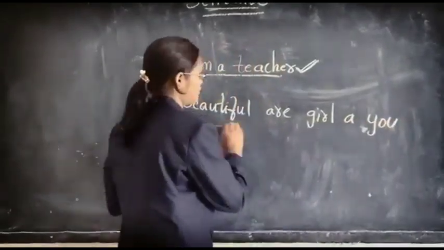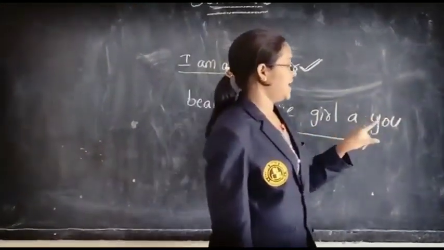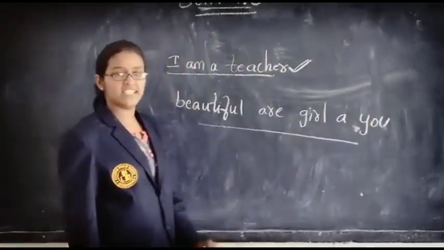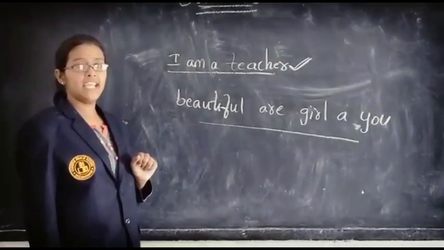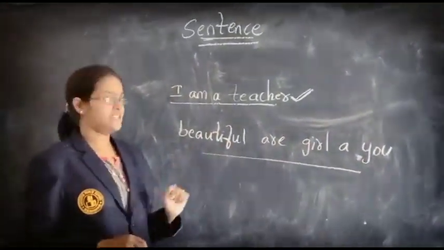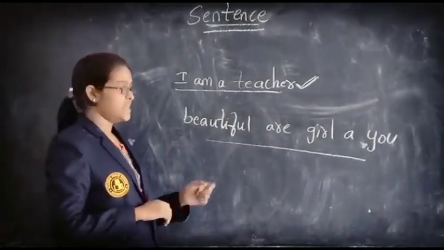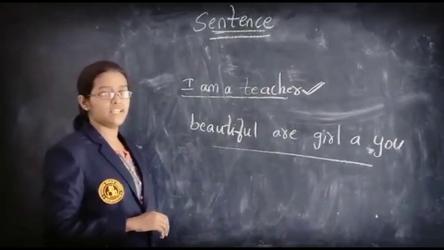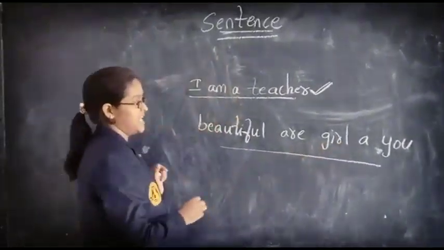Now read out this: beautiful, girl, a, you. Whenever we are reading these words, are we understanding anything? No, we are not understanding anything. It means it doesn't have any meaning. It is not a sentence. Is it arranged in a proper way? No, it is not arranged in a proper way. It is not giving us any meaning when we read these words. So, we have to arrange it into a complete sentence.